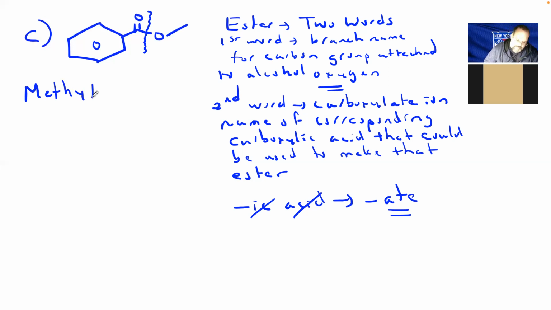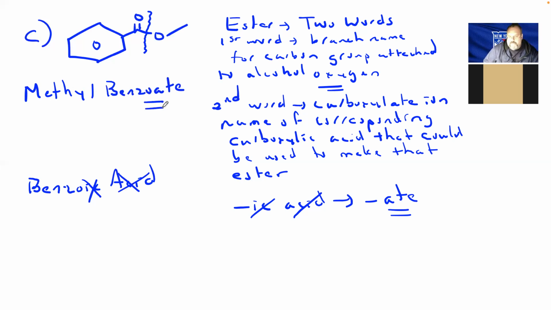For the carboxylic acid, a benzene ring with a carboxyl group attached to it would be known as benzoic acid. Take out the ic, take out the acid, and replace it with ate. So what does benzoic acid become? It becomes benzoate. And therefore, this ester would be known as methyl benzoate.